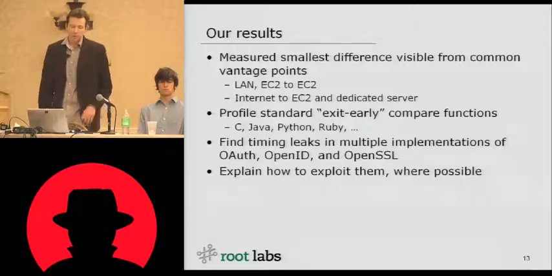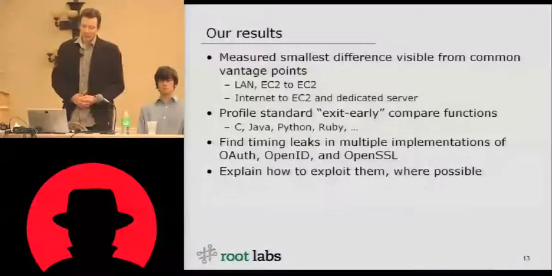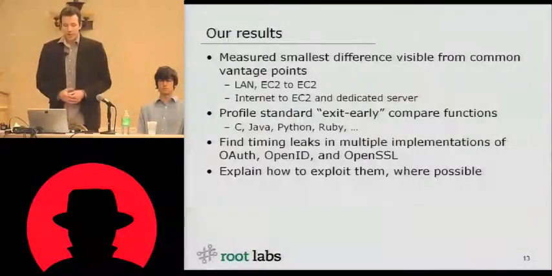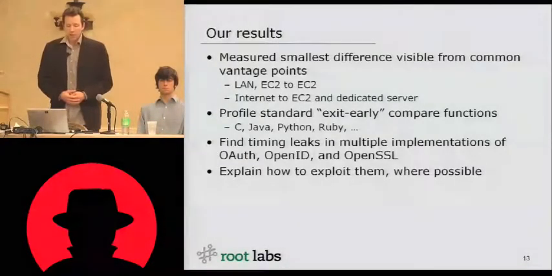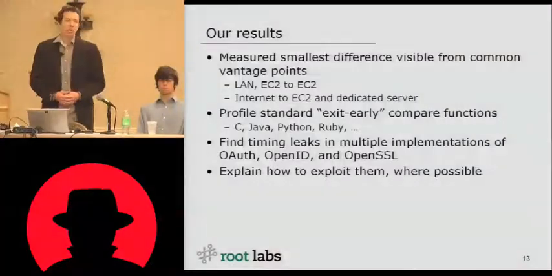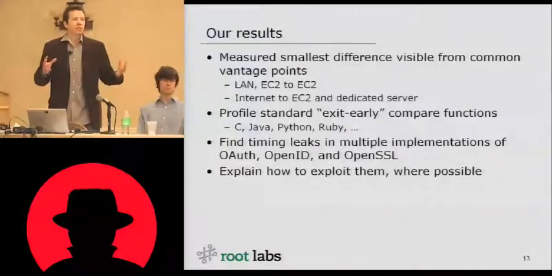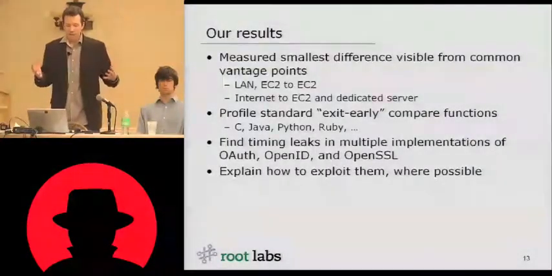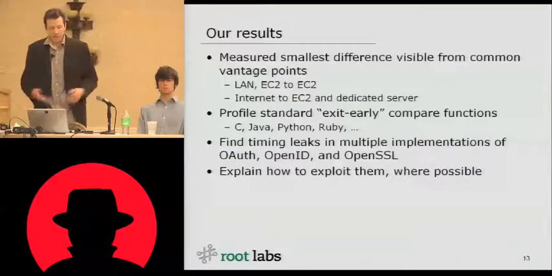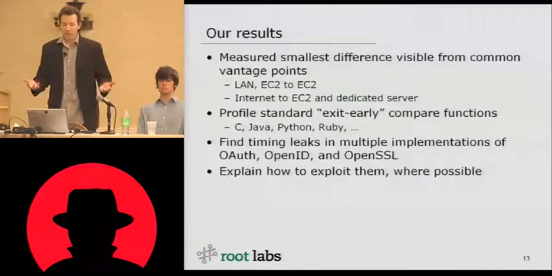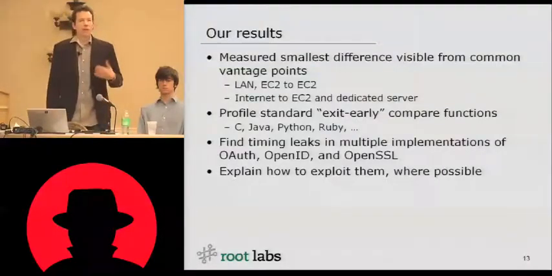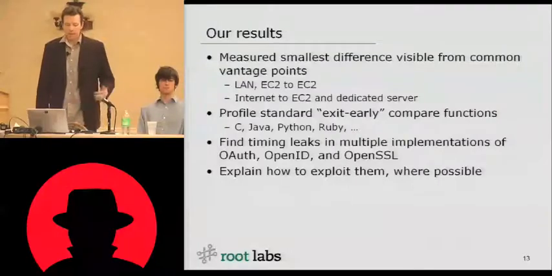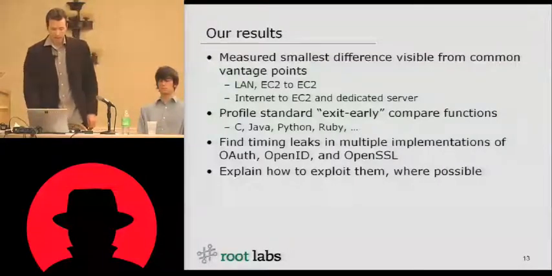Our paper, basically, or our talk, is focused mostly on several different values building on the paper from the Rice University researchers. The first one is that we try to find the smallest difference visible from common vantage points. Expanding beyond just PlanetLab, since we don't have access to PlanetLab, we decided to set up our own vantage points. So we configured a bunch of hosts, including LAN to LAN, crossover cables, EC2 to EC2 servers, and then over the internet from a commodity DSL link to EC2 and its dedicated server.